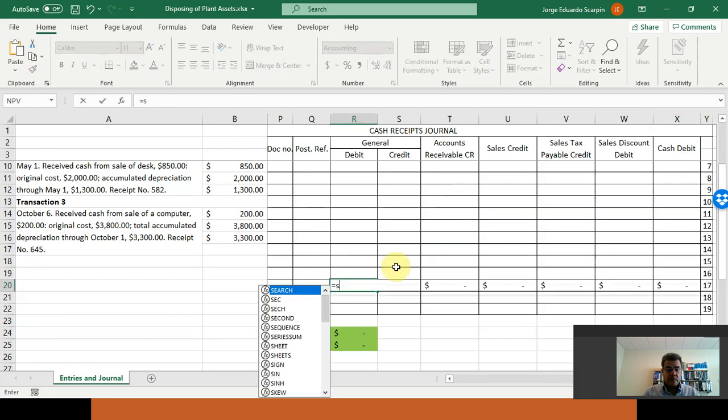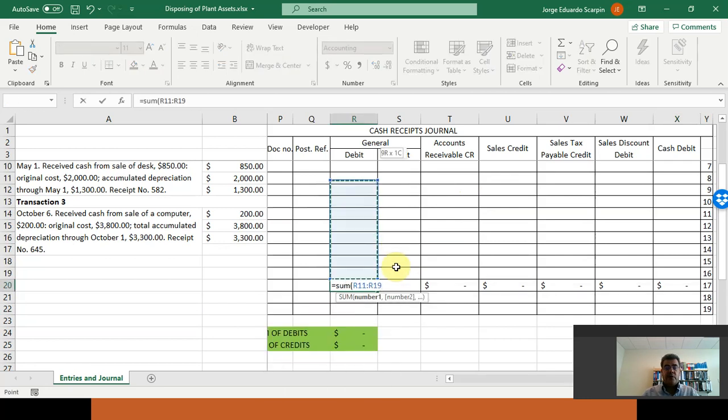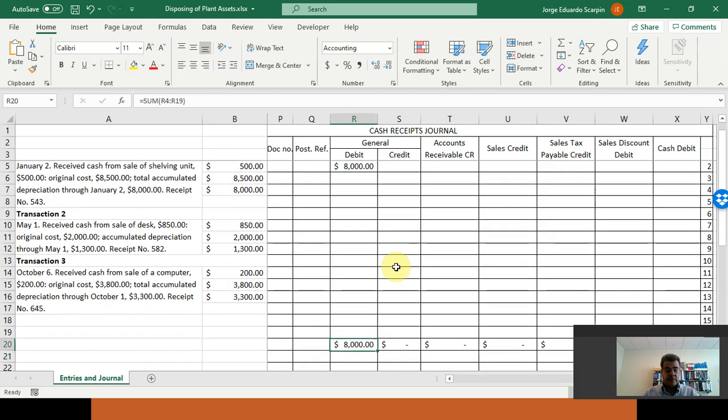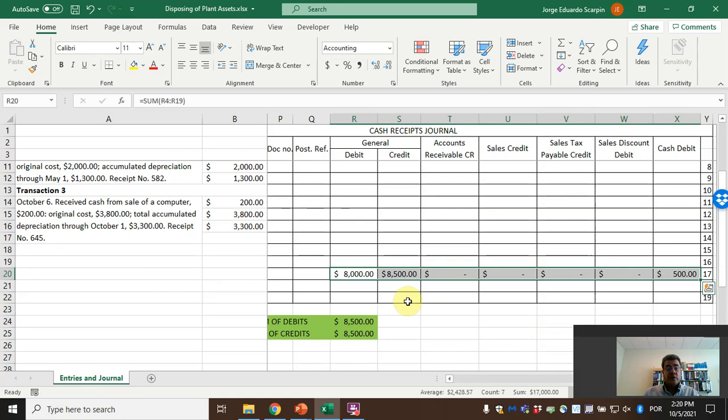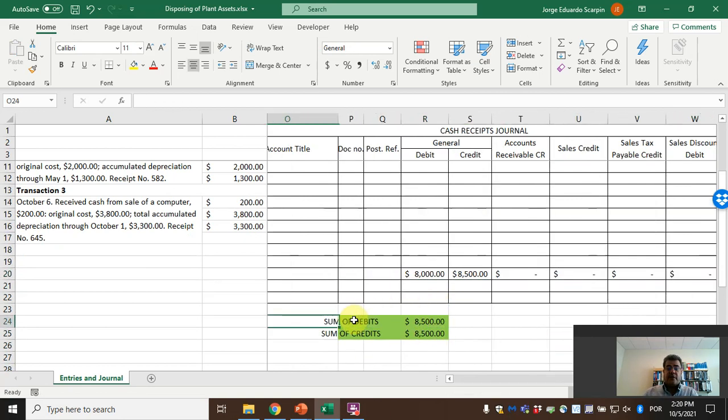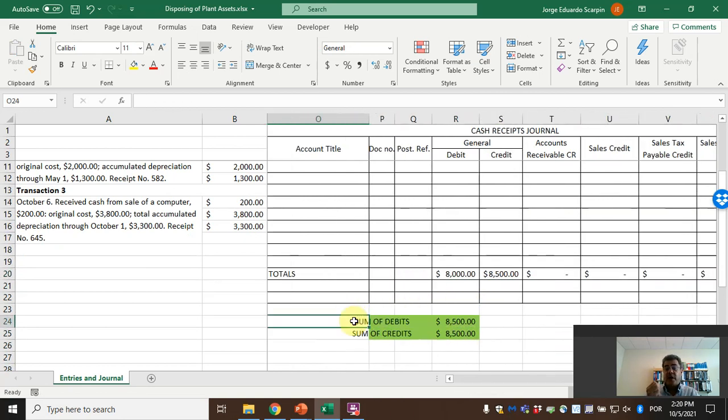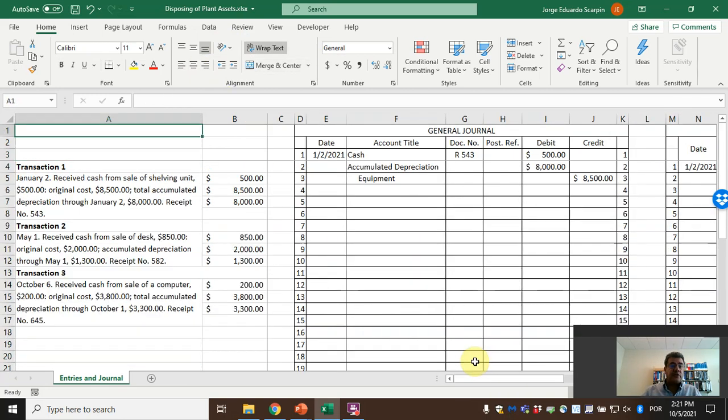Let's change some formula here. You should be looking at the right one. I have no idea why it's not working. So here, sum of debits and credits, 8,500. We are good. Perfect. Let's go to the second transaction.